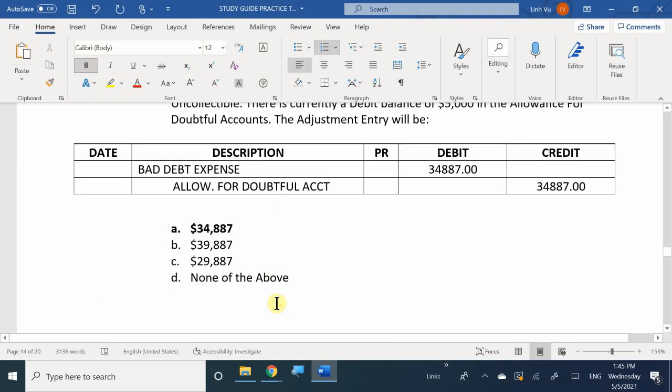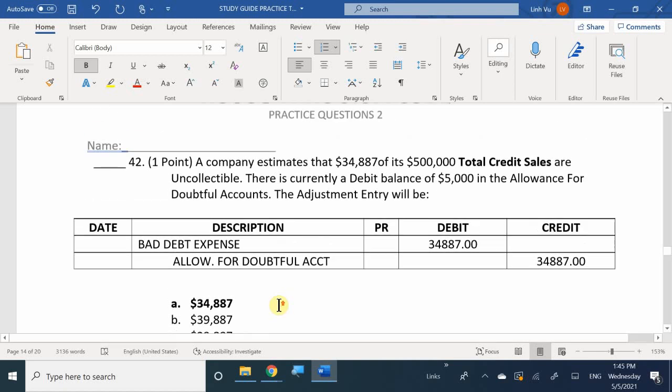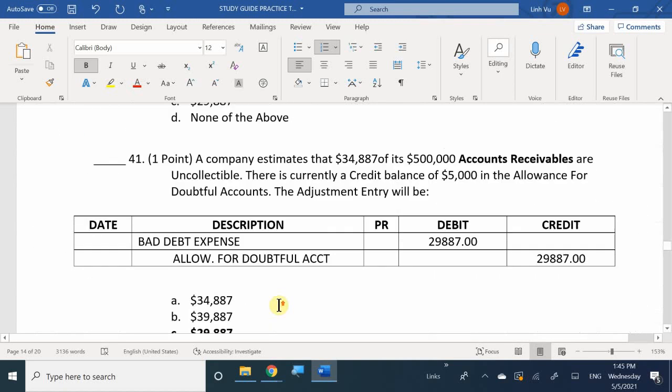Okay. Any questions in regards to just this small section in chapter 10, the allowance for doubtful accounts? Can you go to 41 real quick? I'm sorry, which one? 41.